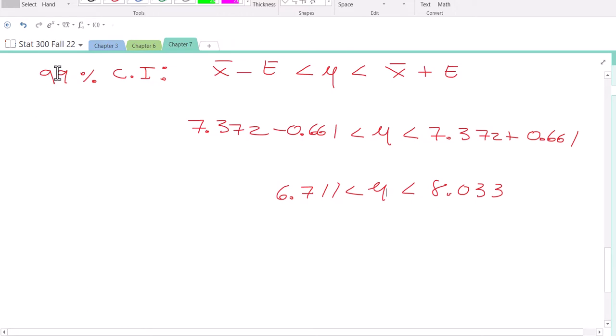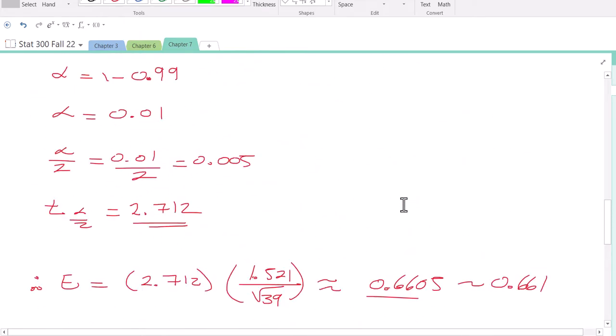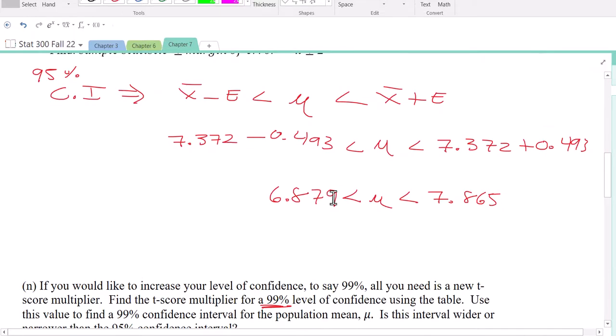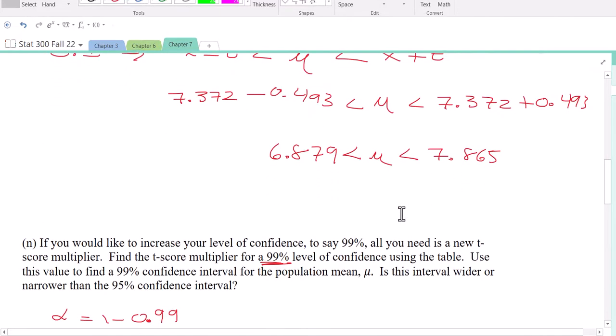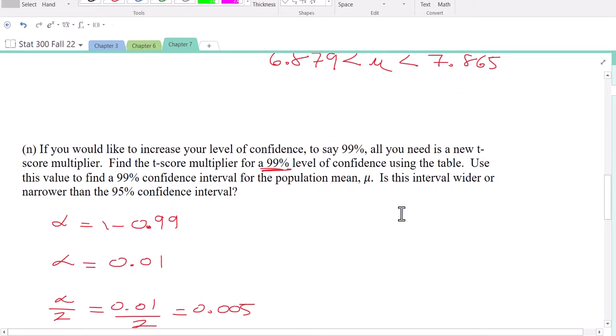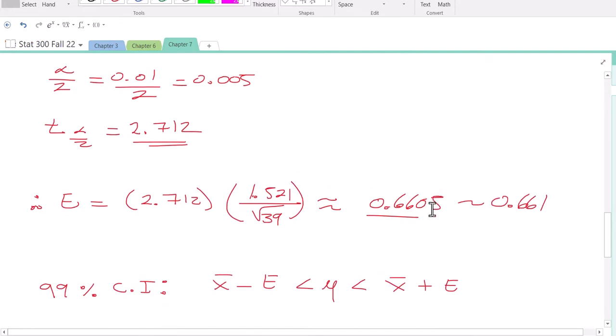So try for a 90% confidence interval. What would our interval look like? It should be narrower, even narrower than the 95% confidence interval. So the higher the confidence level, the wider your interval. The lower the confidence level, the narrower your interval.